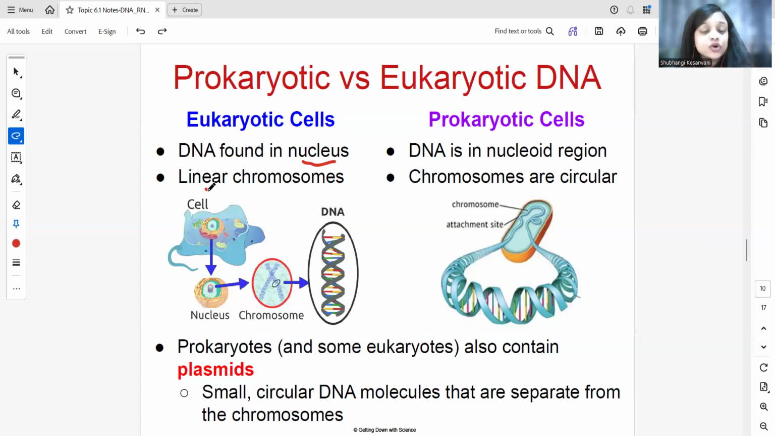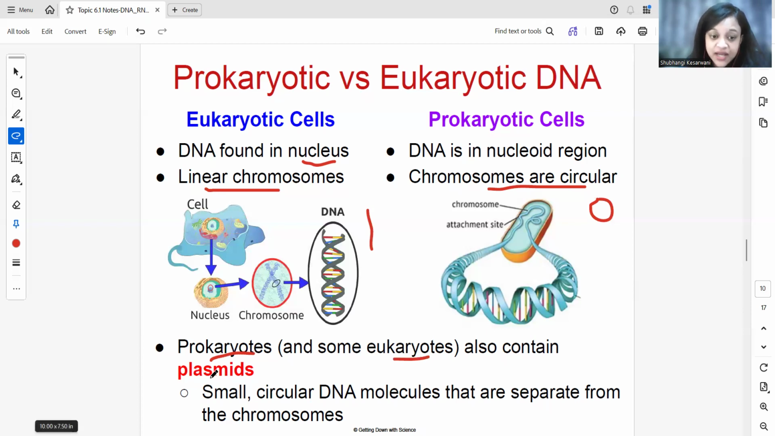The chromosomes will be linear here, and in bacteria the chromosomes are circular. They will be in circular shape, but in us the DNA will be in linear shape. That is the main difference. Okay, this is very, very important. There are some prokaryotes, and some eukaryotes too, that also contain plasmids. So what are plasmids? This is very important.